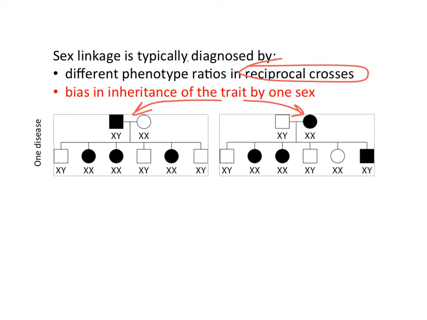What's the difference here? Disease 1. Where is something unexpected happening? If this is an autosomal trait, mom on the right there passes it to about half of her daughters, about half of her sons. That's what we would expect. What happens on the left side?